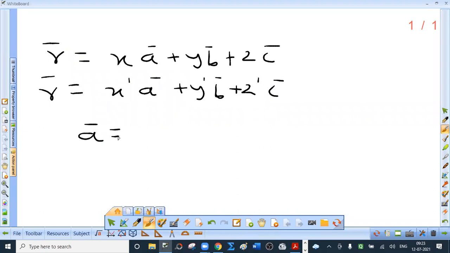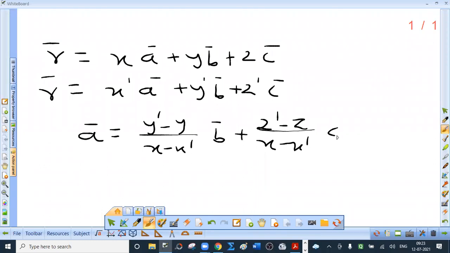Assuming that this representation is not unique, equate right hand sides, rearrange the terms. So after dividing by X minus X dash, I get A bar as (Y dash minus Y) upon (X minus X dash) B bar plus (Z dash minus Z) upon (X minus X dash) C bar. Note that here A bar is expressed as a linear combination of B bar and C bar, which is absurd. Why? Because vectors A bar, B bar, C bar are given to be non-coplanar. If three vectors are non-coplanar, we cannot express one as the linear combination of the remaining two. This has happened because of a wrong assumption. We assumed that the representation is not unique. That assumption is wrong. The representation must be unique. I hope this is clear to you.